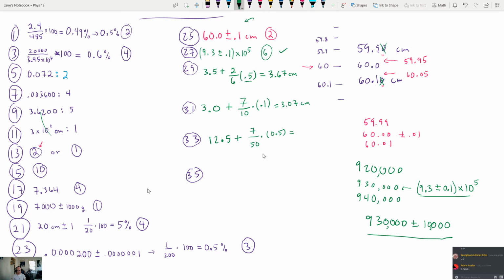Sorry. That's okay. All right, so this is also an easy calculation to do because 0.5 is a half, and 2 times 50 is 100, so the answer is going to be 12.57. And this is actually in millimeters.